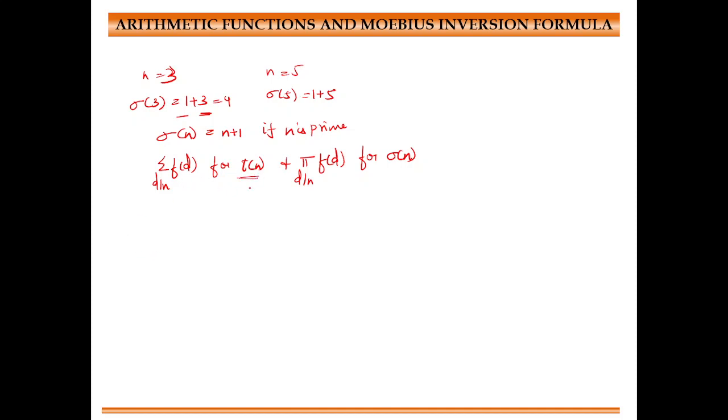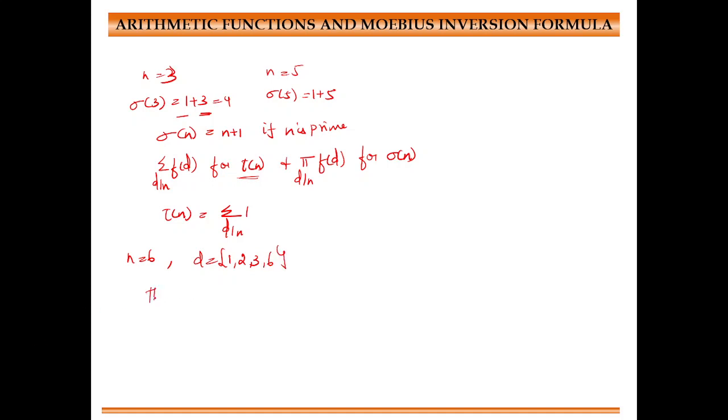Since tau of n counts the positive divisors, tau of n is equal to summation of 1 over d divides n. We count the divisors of n. So if there exists a divisor of n, the count will be 1, and we sum it. Say for example, n is equal to 6. The divisors of 6 are 1, 2, 3, 6.